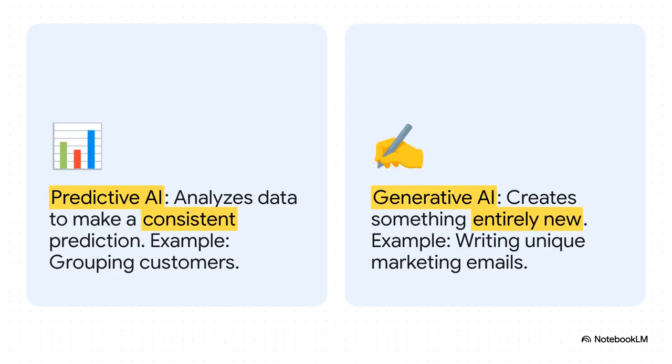But that cool room makeover? That's a specific kind of AI. It's really important to know there are two main flavors out there. On one side, you've got predictive AI. Its job is to look at data that already exists and make a consistent guess, like sorting your customers into different groups. But what we're talking about today is generative AI. This is different. It doesn't just analyze things, it creates something brand new, something that didn't exist before, like writing a unique, personalized email to every single one of those customer groups.